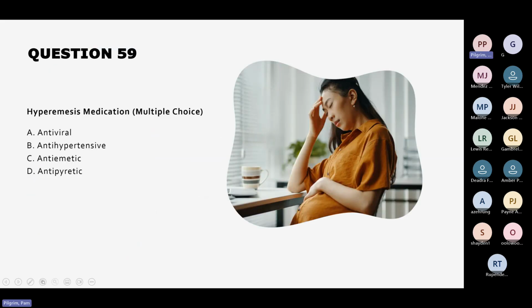Hyperemesis medication. What type of medication would you give to somebody that has hyperemesis? Answer is C, antiemetic. So that's anti-nausea vomiting medication is an antiemetic.